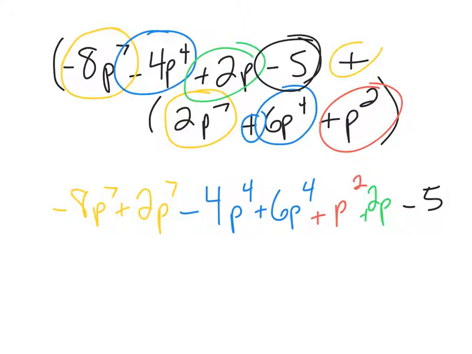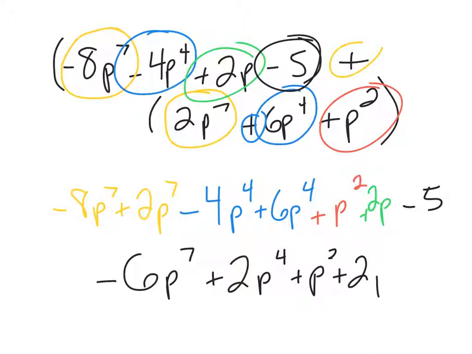Negative 8 plus 2 I know is negative 6, so the first part is going to be negative 6p to the 7th. The next part, I'm putting together the negative 4 and the positive 6, so we know that's positive 2, so that's going to be positive 2p to the 4th. Since those last ones we cannot combine, I'm going to just write the rest of that out. So that's going to be p to the 2nd plus 2p by itself minus 5. I want to double check the answer here in my instructor book, and it looks like that's the simplified answer.